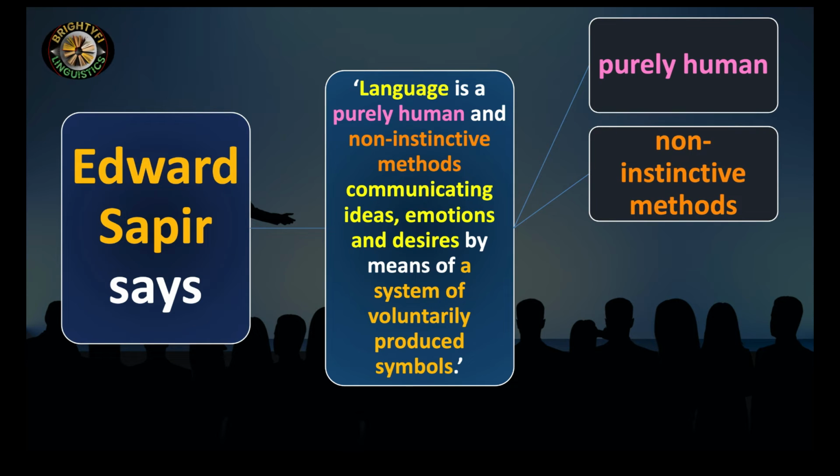Non-instinctive methods. Language is also a non-instinctive way of expression. There are two terms: an instinctive way of expressing something and a non-instinctive way of expressing something. The instinctive way is a natural way, like the way you walk. Sometimes you don't know how you walk. You open and close your eyes normally in a minute. You don't know how many times you do it. Scratching your head, you don't know when and how you do it.